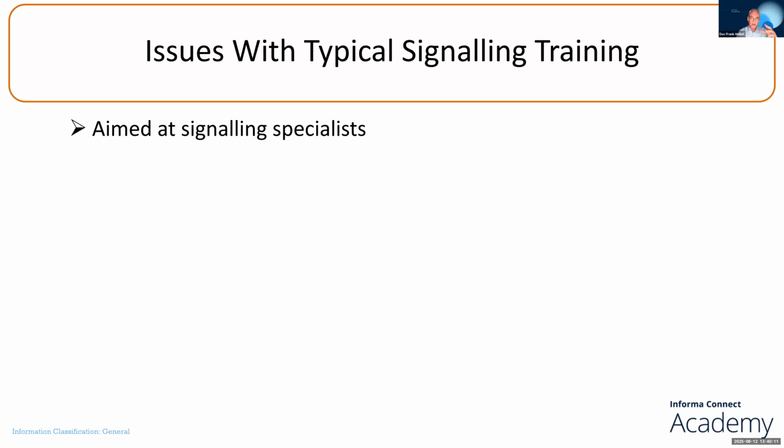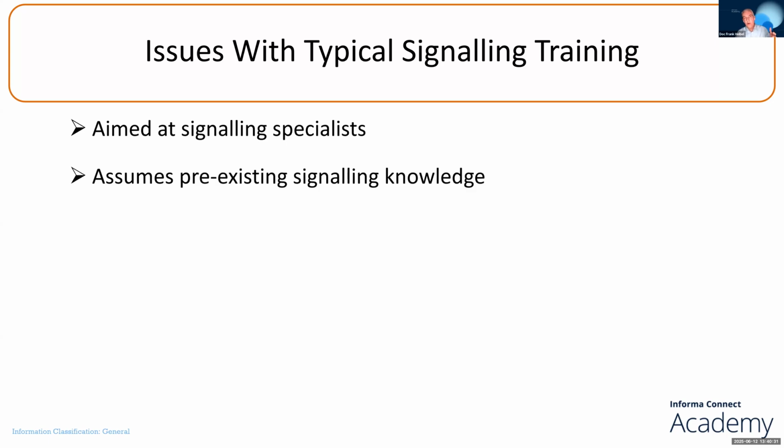So if I'm talking about sophisticated technologies for modern train control, like ETCS, CBTC, the most likely application for this is that I take my signaling people and I try to give them additional knowledge for ETCS or CBTC. That assumes that those people already have a pre-existing foundation of signaling knowledge. If you don't have that, you've got a problem.